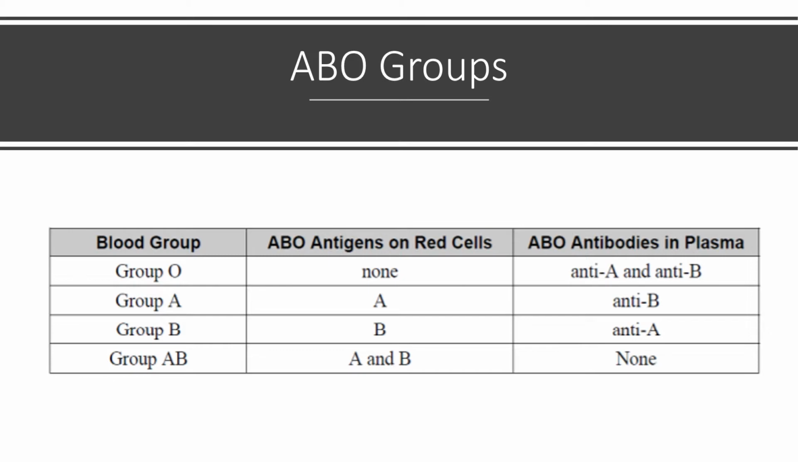Whereas antigens are protein molecules found on the surface of red blood cells. So group O has no antigen, but both anti-A and anti-B antibodies in the plasma. Group A has A antigen on the red blood cells and anti-B antibodies in the plasma. Group B has B antigen with anti-A in the plasma. Blood group AB has both A and B antigens, but does not have any antibodies.